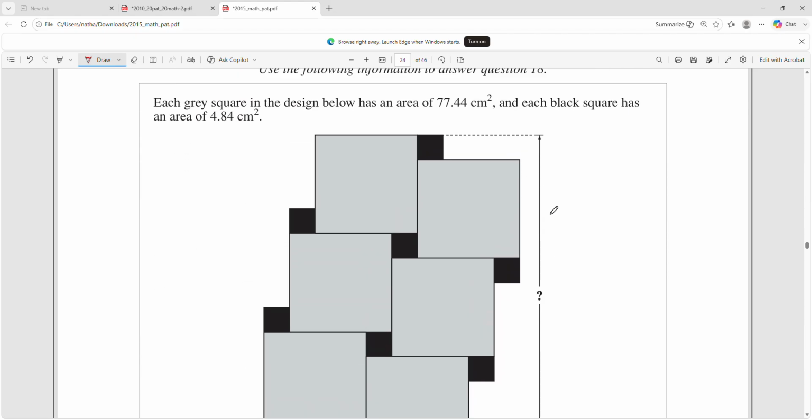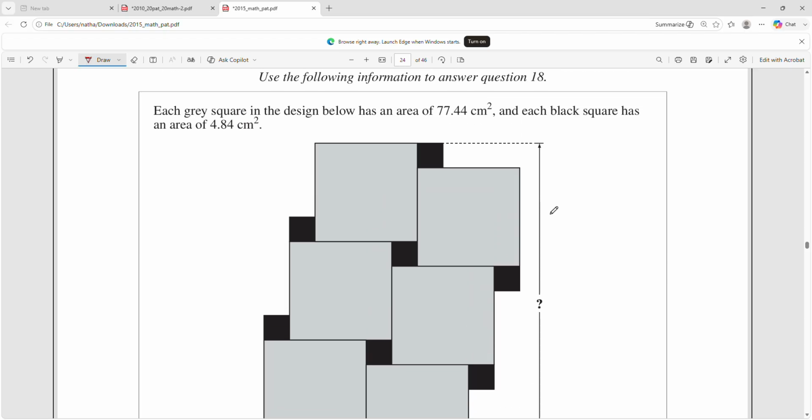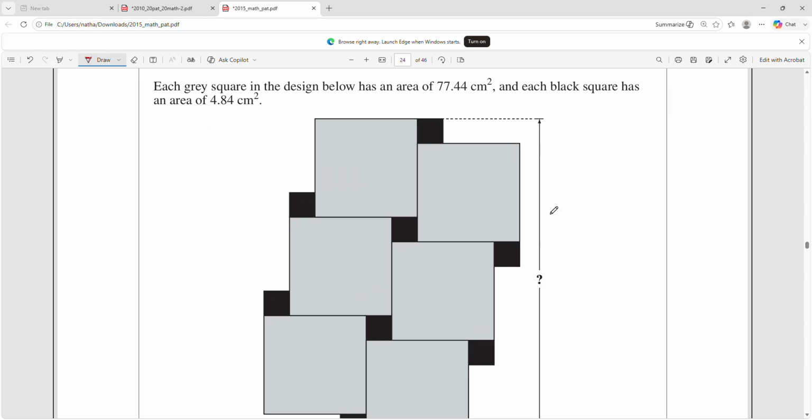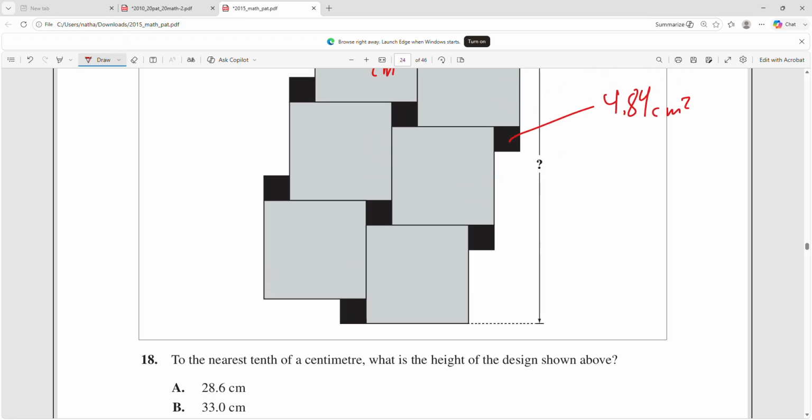Okay, this question we've done before. It's really not a bad question. It's pretty easy, but you just got to read carefully, okay? That's the most important thing. It says each gray square, these ones here, has an area of 77.44 centimeters squared. Centimeters squared, the area. Be careful. And each black square has an area of 4.84. Then it says, to the nearest tenth of a centimeter, what is the height of the design shown above?